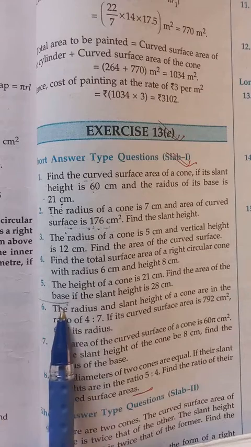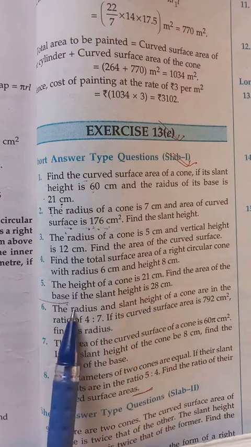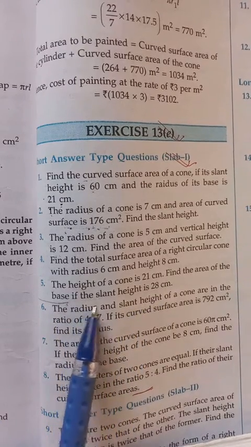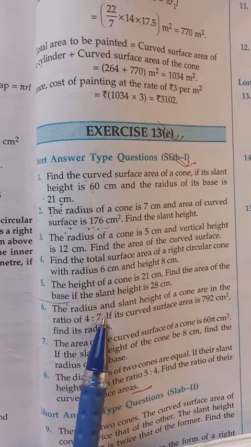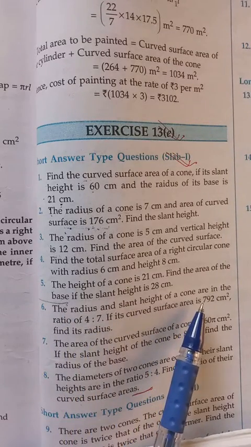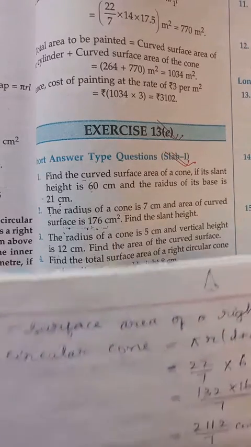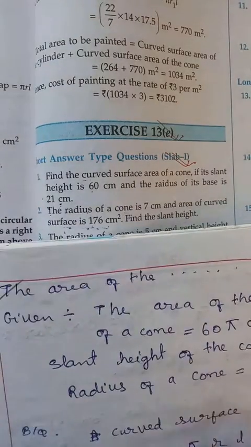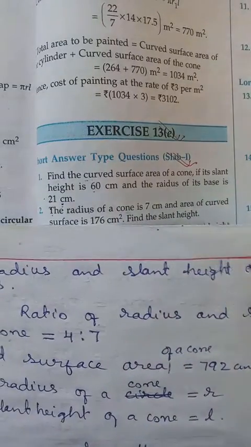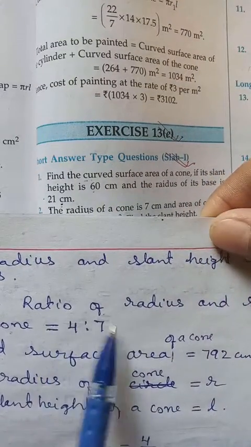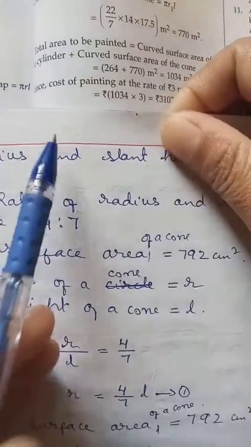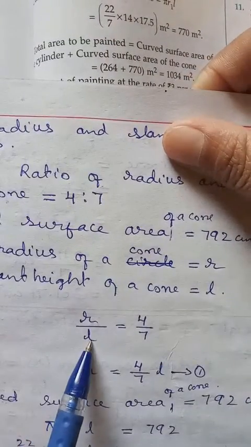Then next we have the radius and slant height. They give us the ratio, okay? R by L equals 4 by 7. Then the curved surface area is given to be 7 to 9. We have to find the radius. So we can use the ratio first because they give us 4 by 7. So let's take the radius to be R, slant height to be L, okay?